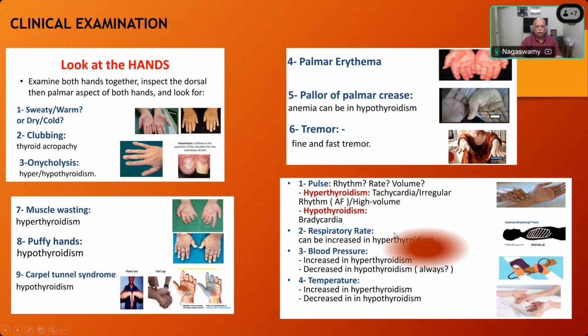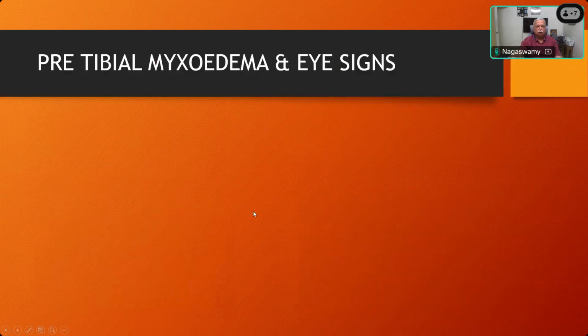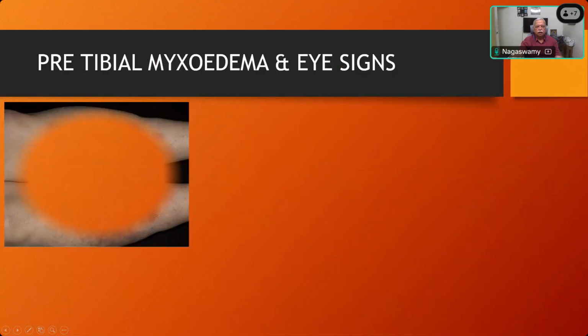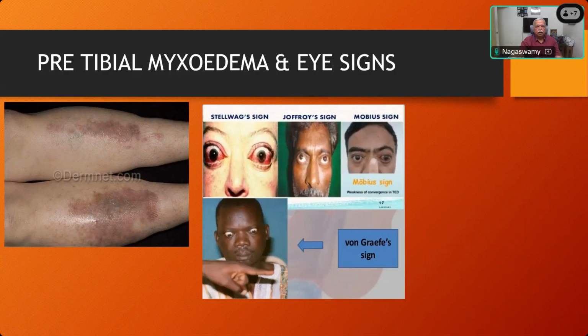And the pulse you have to examine for rate, rhythm, and volume. In hyper, you have tachycardia and irregularity. In hypothyroidism, you usually have mild bradycardia. Respiratory rate, blood pressure, and temperature, all these things vary in these patients. So these are all the things that have to be described to rule out whether the patient has hyper or hypo. And then there are various eye signs which the examiners sometimes ask you to describe.